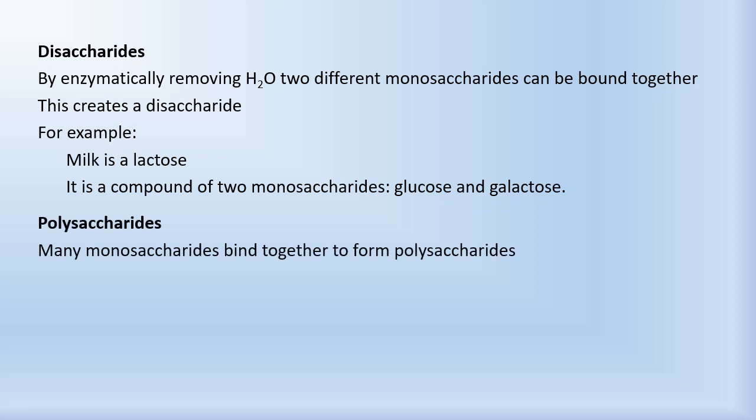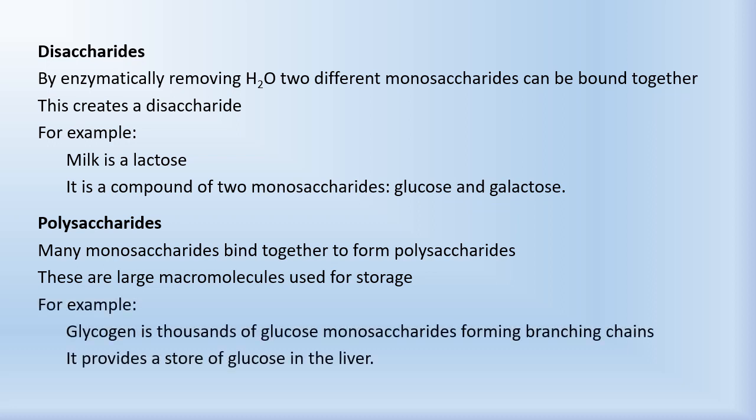Polysaccharides are where we get lots of monosaccharides, all bound together in a long chain. This makes them very large. It makes them macromolecules, and they're often used for storage. A classic example is glycogen. Glycogen is made up of glucose. It's lots of monosaccharides bound together into these branching chains. It's then stored away in the liver. And what this means is that between meals, you can use it to give you energy and to prevent hypoglycemia between meals.